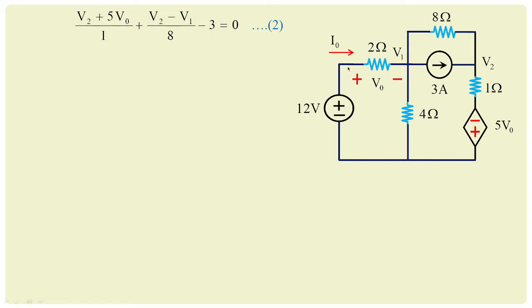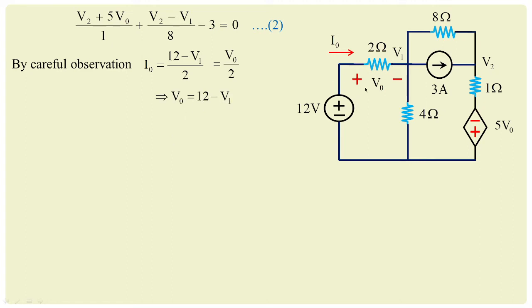What is V0? V0 is the voltage measured across 2 ohms. According to Ohm's law, V is equal to IR, so 2 times I0 will be the value of V0. Therefore, I0 is the difference between the given source voltage and the voltage at this particular node. By careful observation, you can see I0 is equal to (12 minus V1) by 2. In fact, V0 by 2. Therefore, V0 will be equivalent to 12 minus V1.